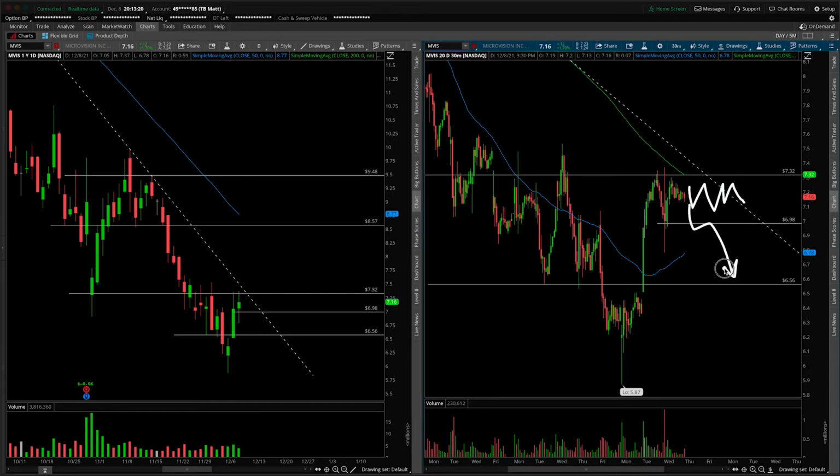Any breakdowns under $7 likely puts us, or continues to keep us in the downtrend, ultimately looking for a rollover underneath $6.50 to come into the lows here and then potentially make a new lower low. Basically, just trend continuation from the daily perspective. So that's what I'm thinking about here inside of Microvision.